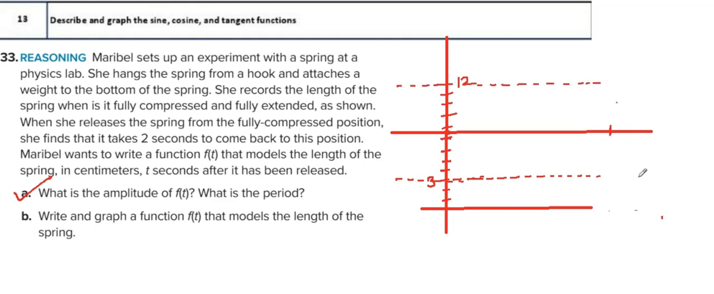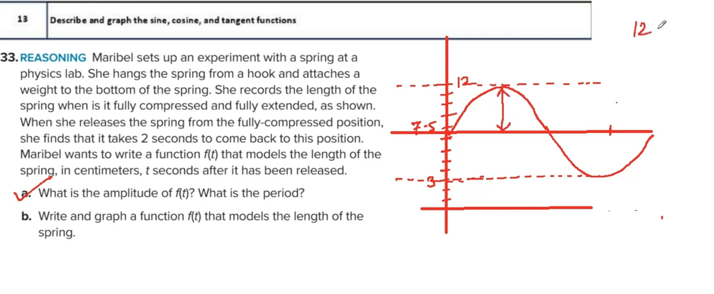Maximum and minimum. If this is about sine, I'll go like this. I'm taking this now. So what is the amplitude here? From 7.5 to 12, how much is the distance? 4.5. So amplitude is 4.5.